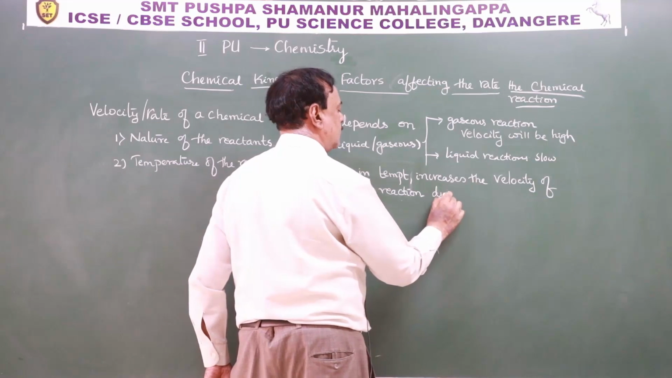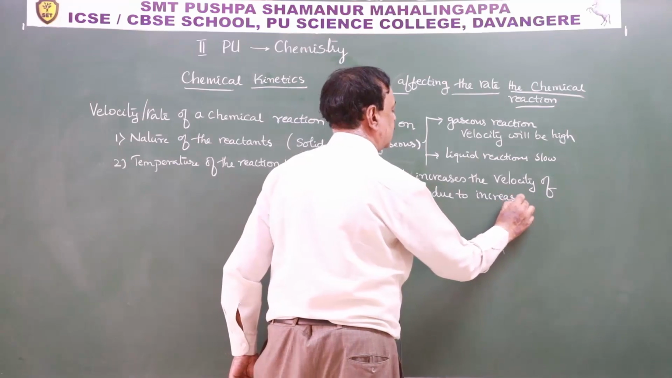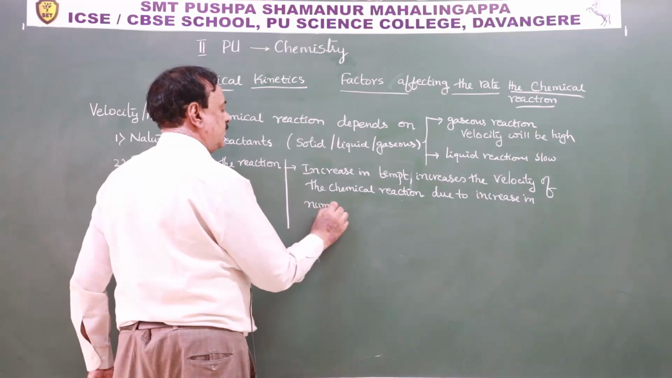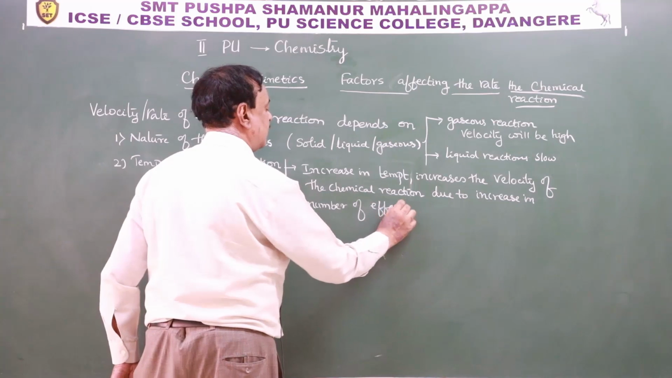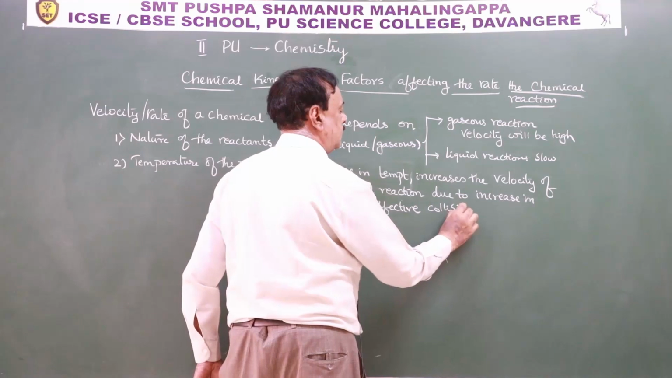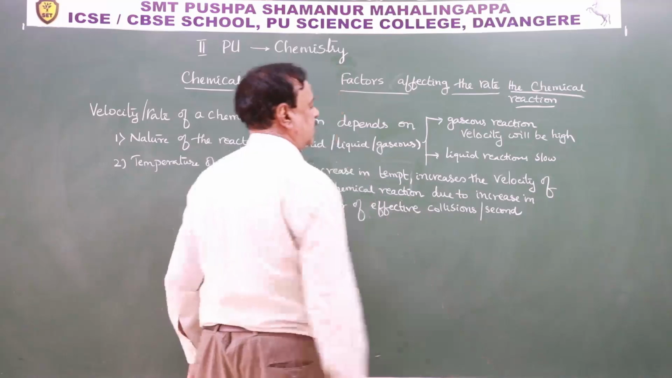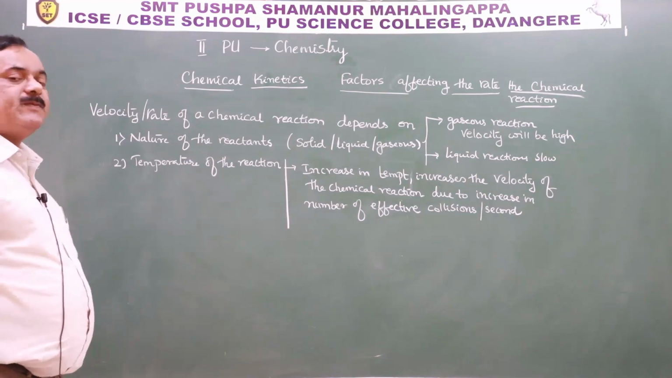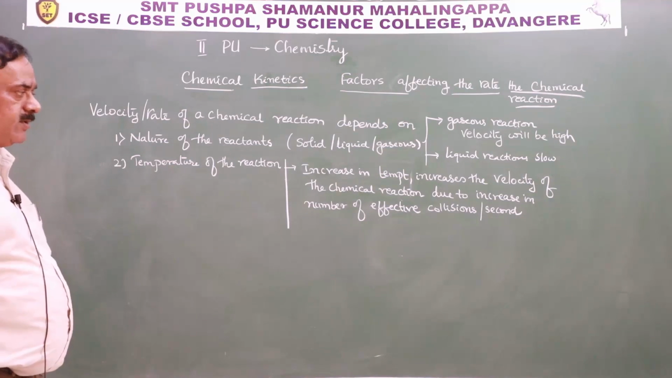Increases the velocity of the chemical reaction due to an increase in the number of effective collisions per second. Because the velocity of the chemical reaction depends upon the number of collisions, simultaneous collisions between the molecules.